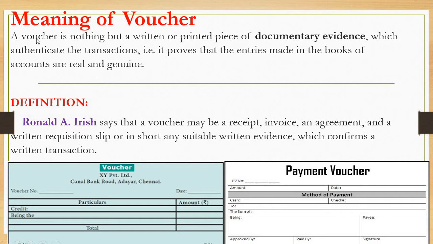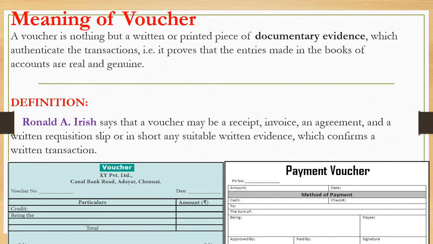So you can see here, a voucher is nothing but a written or printed piece of documentary evidence which authenticates the transaction. That is, it proves that entries made in the books of accounts are real and genuine. So in this definition, you can say that vouchers are also known as audit evidences. Business transactions are recorded in the books of accounts on the basis of written proof. So as I said, vouching is nothing but a written or printed piece of documentary evidence. So it is a printed proof for the transactions recorded in the books of accounts.